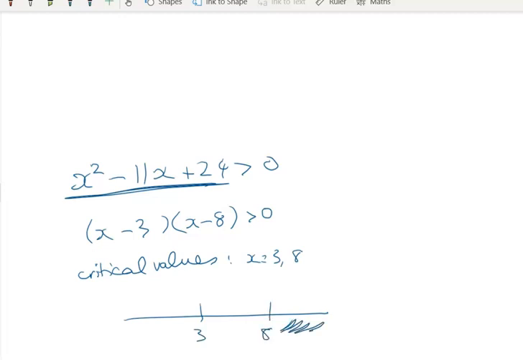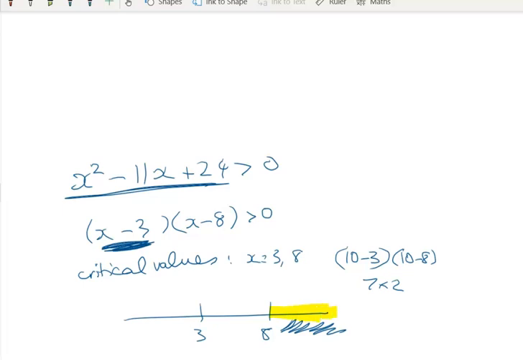So if we've got a big number up here, this time, suppose we have 10, then we'd have 10 take away 3 times 10 take away 8. So I'm testing values, right? And I'd have 7 times 2, which is 14. So that bit is looking all good.